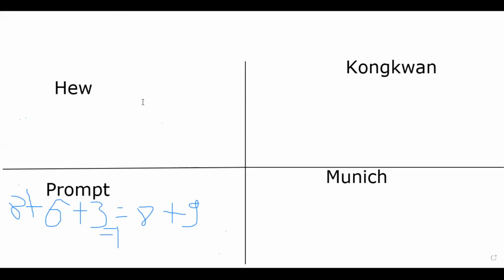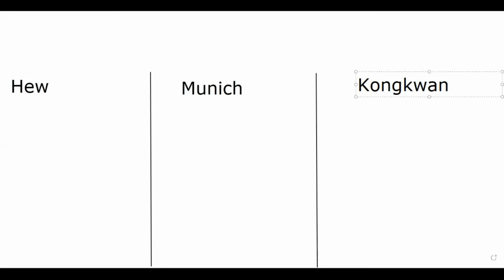Munich, number 5. Munich. 3 plus 8 plus 5. How are you going to do it? Just like what Prompt has done. Oh, here. You have to show. You have to show. Okay. And I have here Munich, please. And I have here Kong Kwan. Okay, you. Number 2. Yes, number 2. You have to show how you're going to do it. Munich, you are number 5. And Kong Kwan, you are number 6.